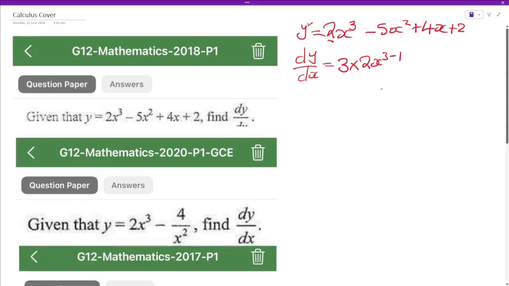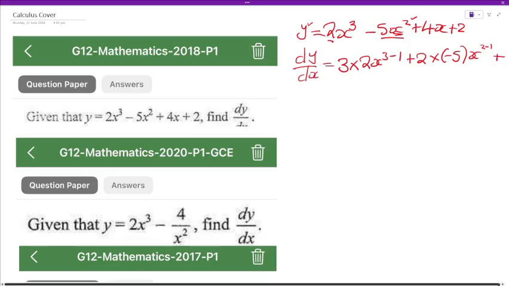Okay, here what is the power of x? It is a positive 2, so we're going to say plus 2 times the coefficient of x, which here is negative 5, so we say negative 5, close bracket, x to the power 2, and then we're supposed to take away a 1 from that one.